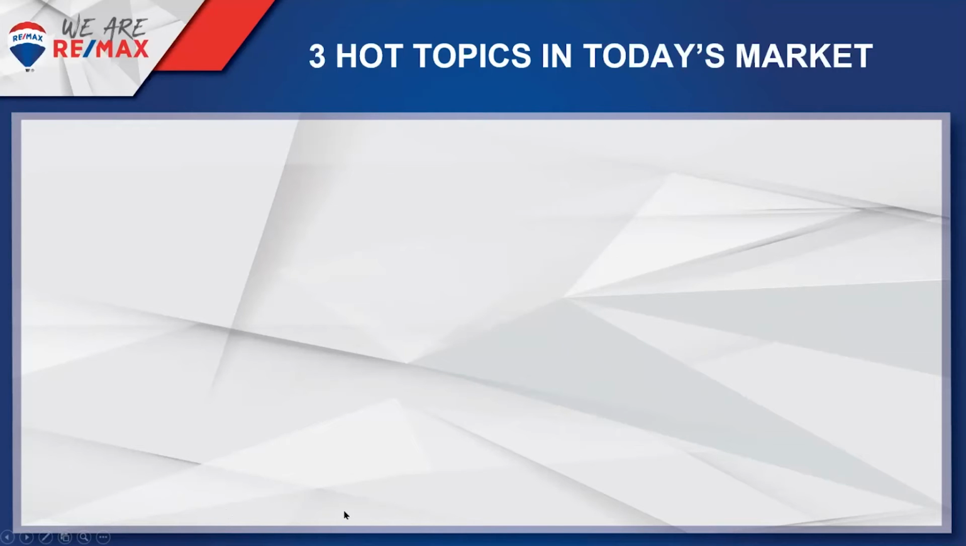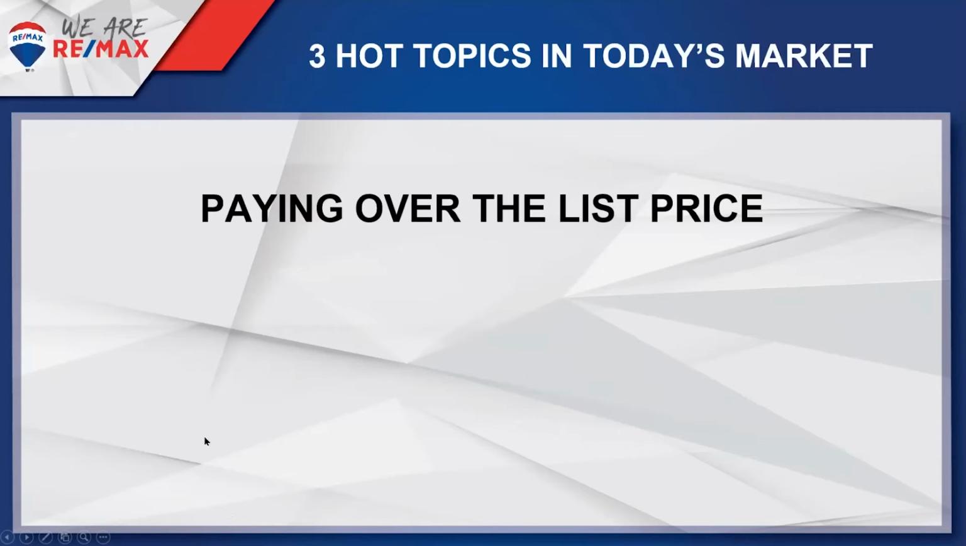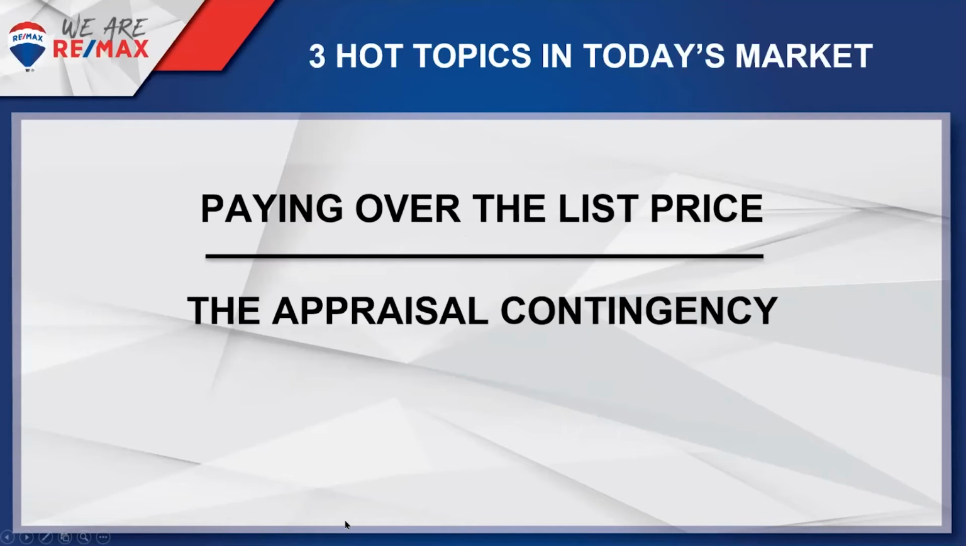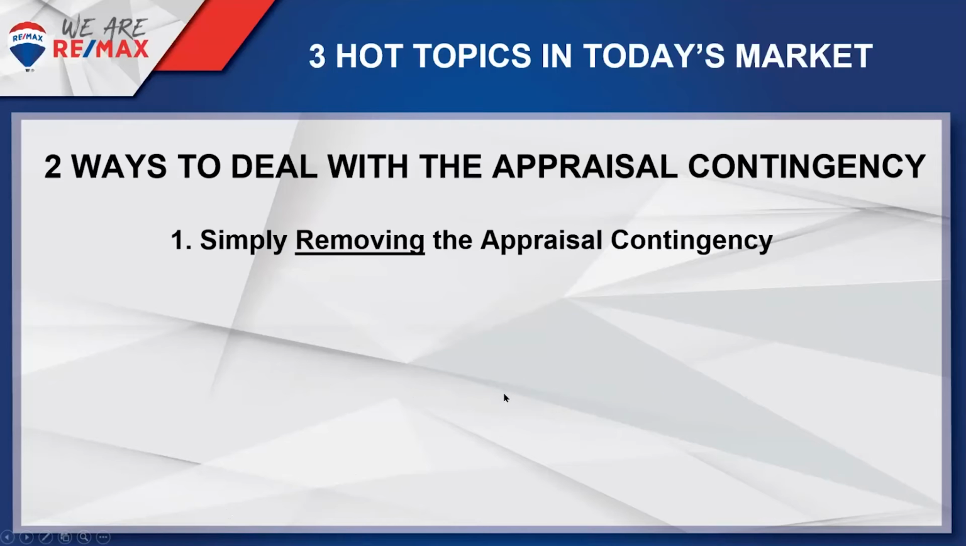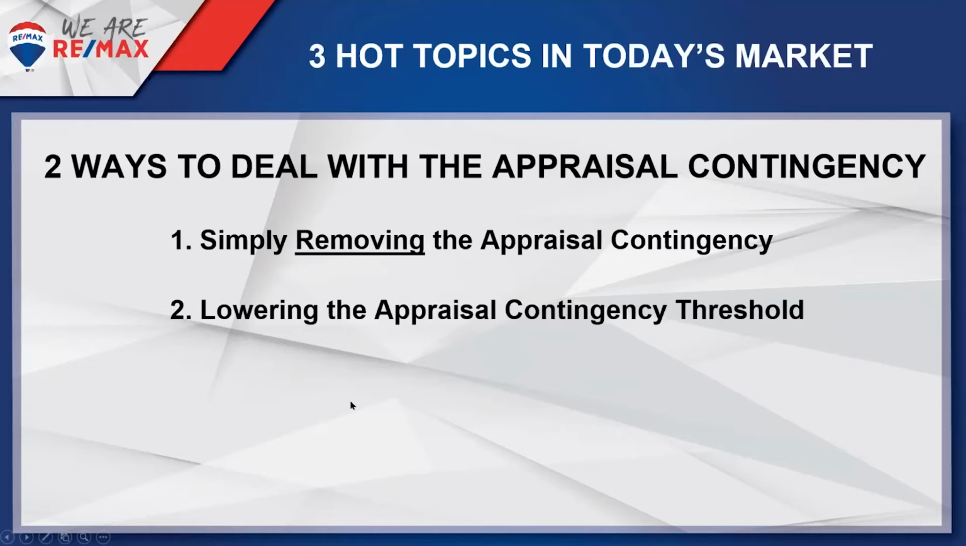Now let's talk a little bit about escalation clauses. Couple of things to think about. Paying over list price. Well, there's an appraisal contingency. So usually if there is an escalation clause, it usually results in a payment well over what the comps probably support and what the appraisal will come in at. So there's two ways to deal with the appraisal contingency. One is simply remove it. You can require the buyer to remove the appraisal contingency, or as a buyer, you can remove it. Or two, lower the appraisal contingency threshold.